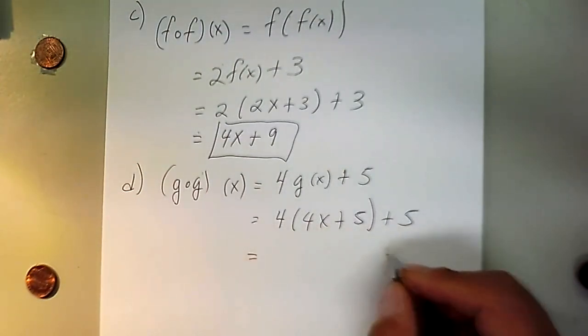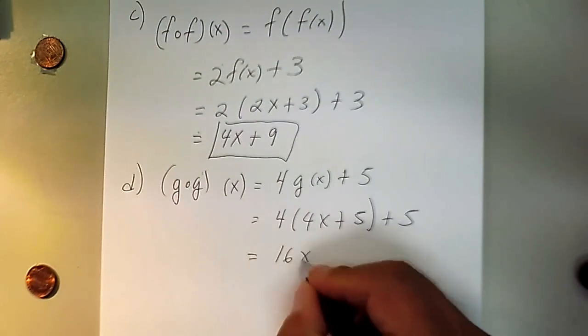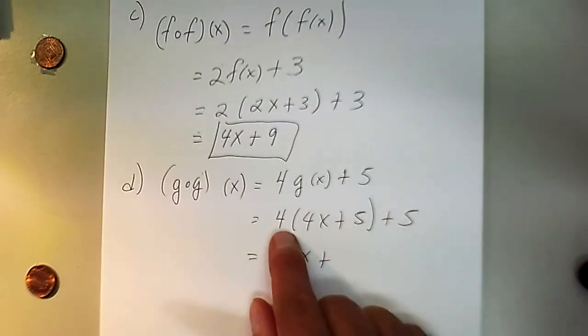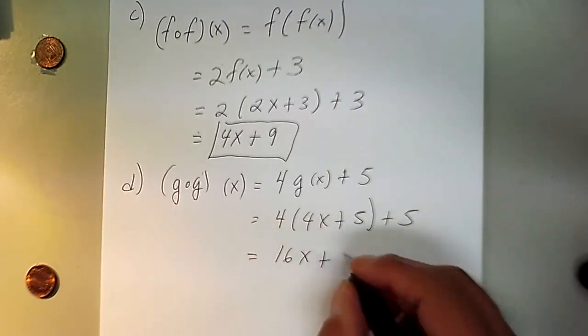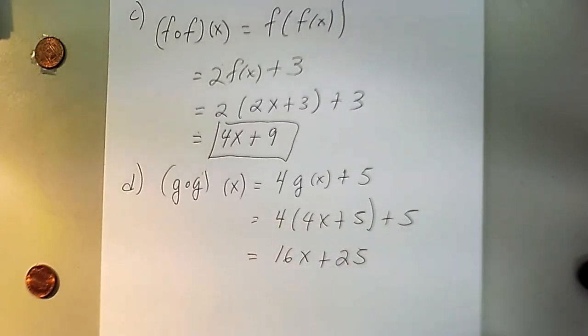And then that is 16x. And then I'm going to skip a step, and that is going to be 25, because 4 times 5 is 20, plus the 5, 25.